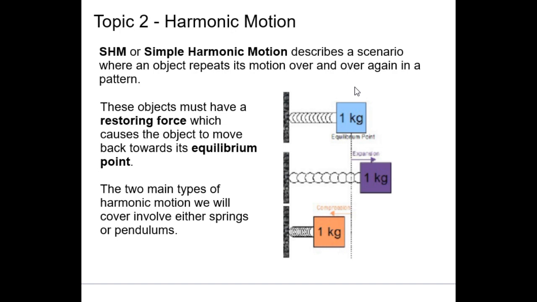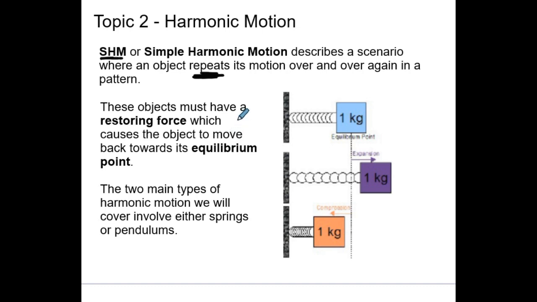This is our second topic. We're talking about harmonic motion, and sometimes it's actually called simple harmonic motion. You can see here the acronym, SHM, simple harmonic motion. Let's do this again. Simple harmonic motion describes any scenario where there's repetition. That's the key word, where something repeats its motion over and over again.